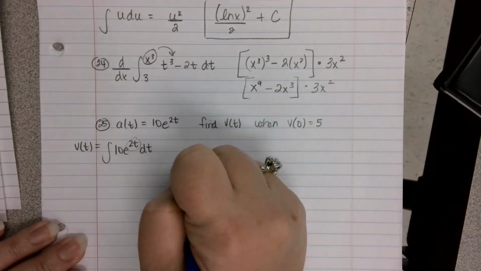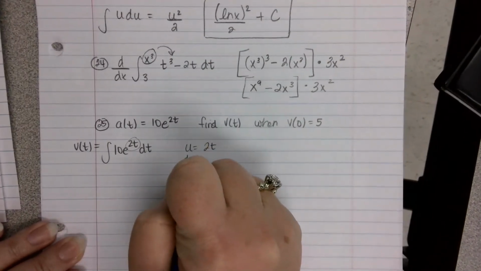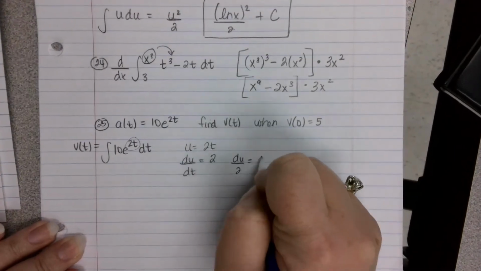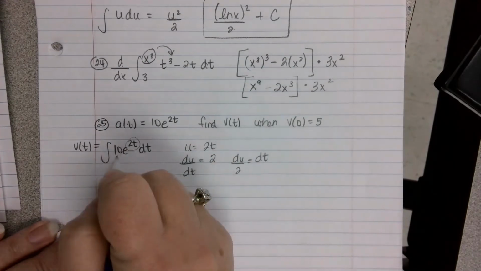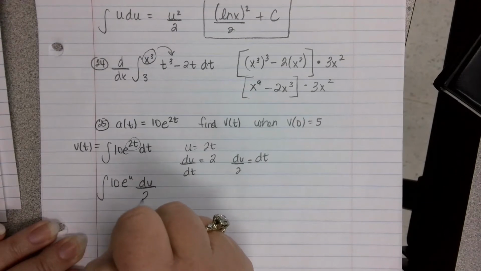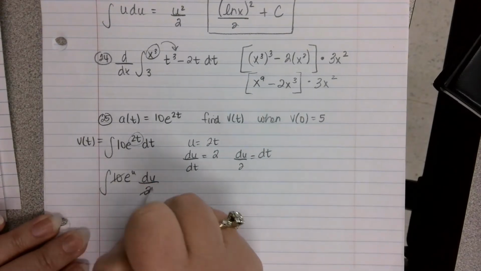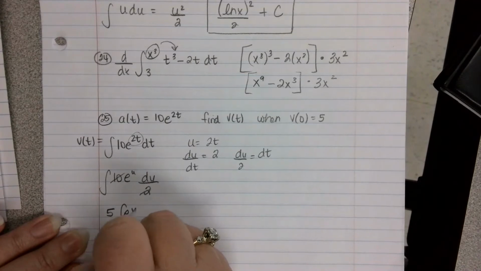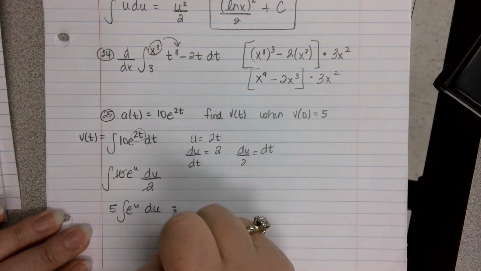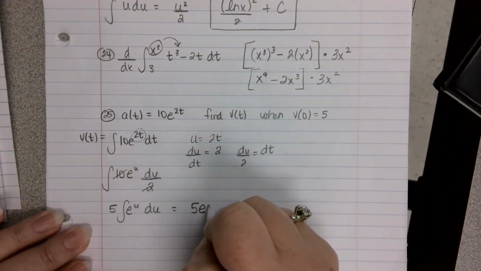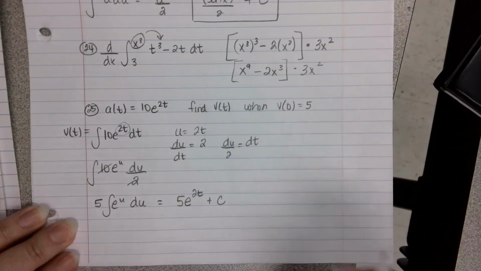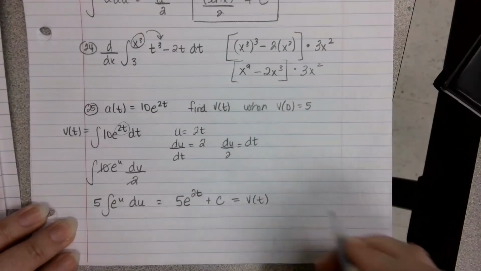You have a u. Your u is equal to 2t. So du over dt is 2. So du over 2 is equal to dt. So we're going to come back and substitute this in. We've got 10e to the u, du over 2. Well, the 10 and the 2 reduce to be 5. So 5, the integration of e to the u du is going to equal 5e to the u. Now our u is 2t, and we have a plus c. So that is going to equal v of t.